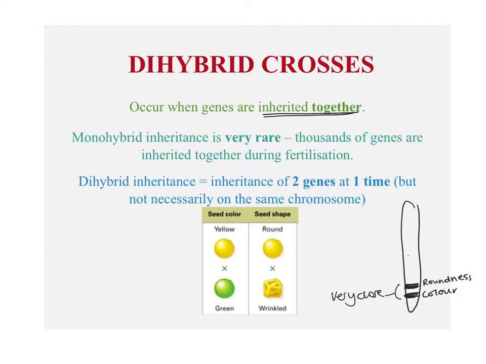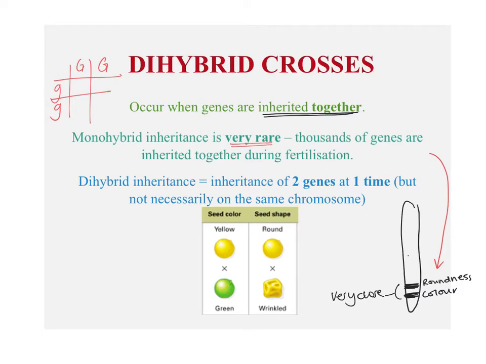This happens much more often than monohybrid inheritance. In fact, that monohybrid inheritance that we looked at last lesson is really rare. So it's very unlikely that the gene for colour is ever going to be just inherited by itself. Okay, in fact, what we've got is loads and loads, thousands and thousands of genes inherited together.